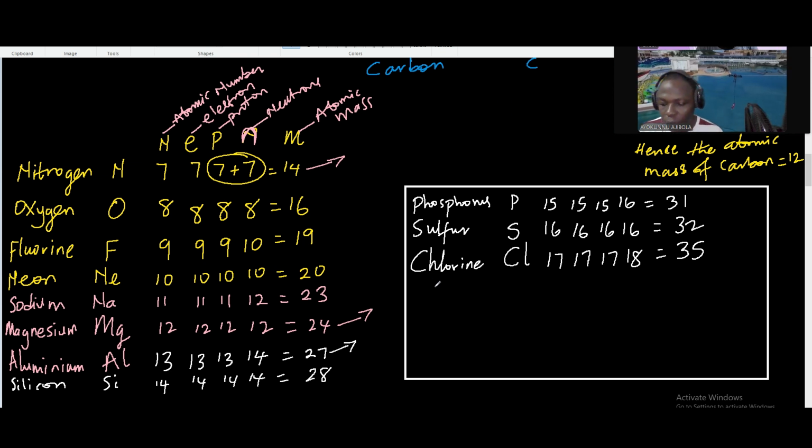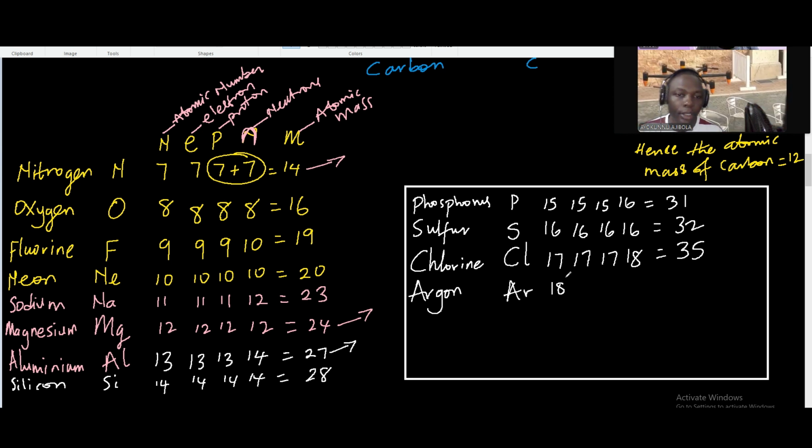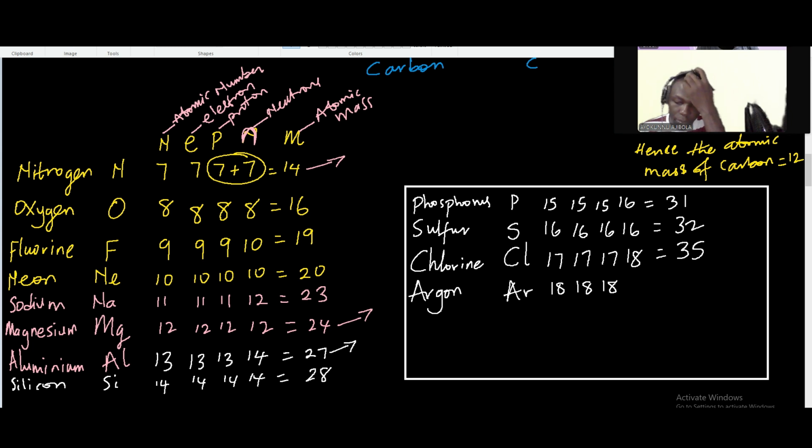Then after chlorine is argon. We're referring to the first 20 elements. So for argon, the symbol is Ar, atomic number 18, electrons 18, protons 18, but the neutrons are 22.